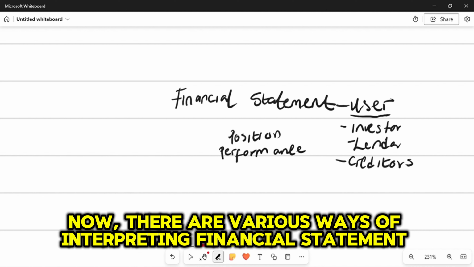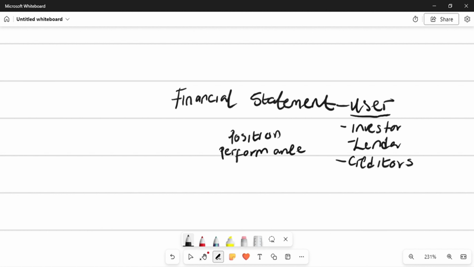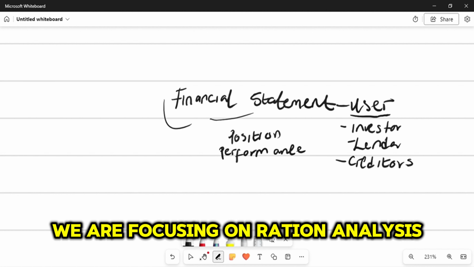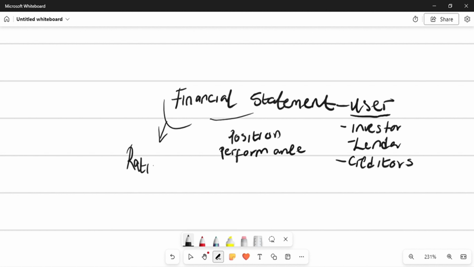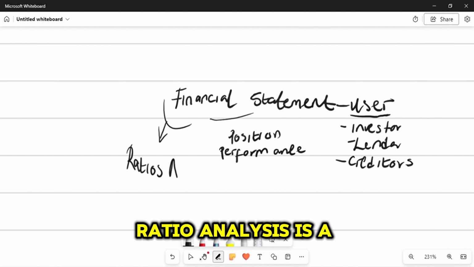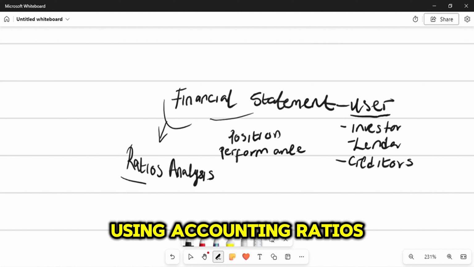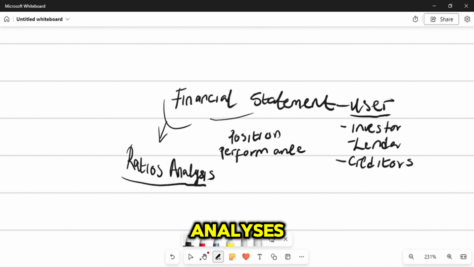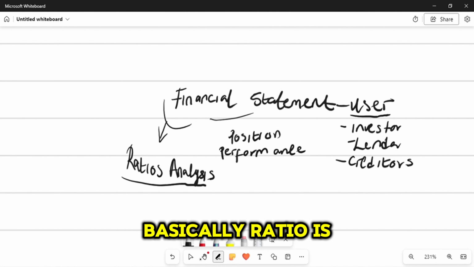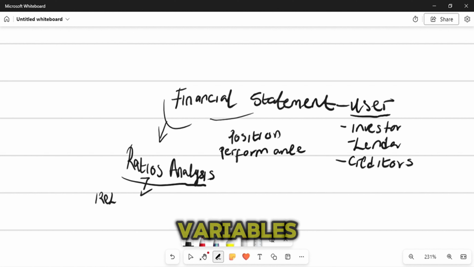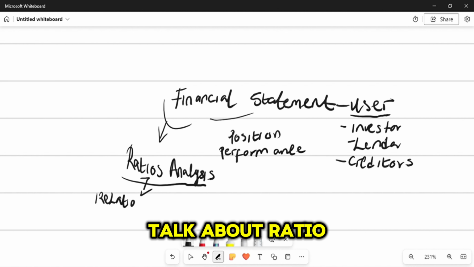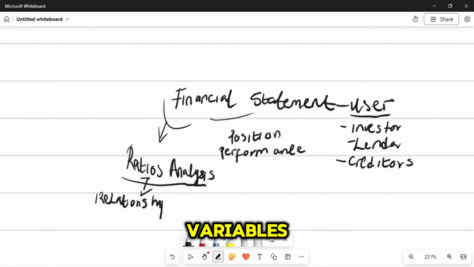Now, there are various ways of interpreting financial statements. The main way we can say is through ratio analysis. Ratio analysis is a way of analyzing financial statements using accounting ratios. When we talk about ratio, we talk about the relationship between two variables.